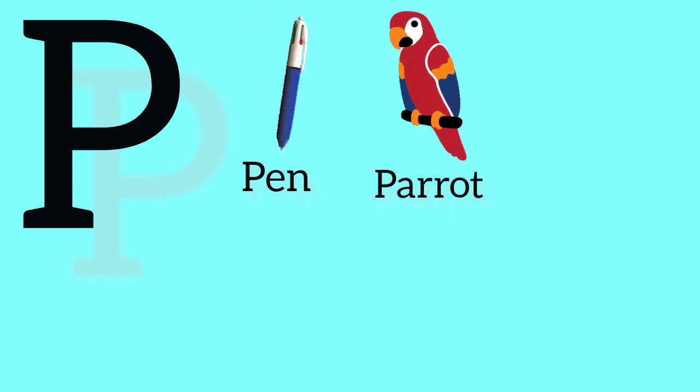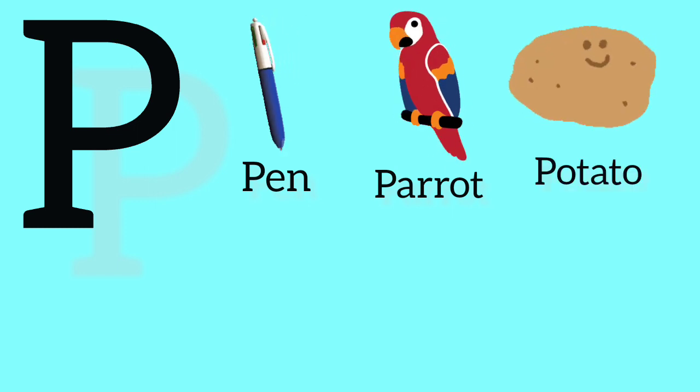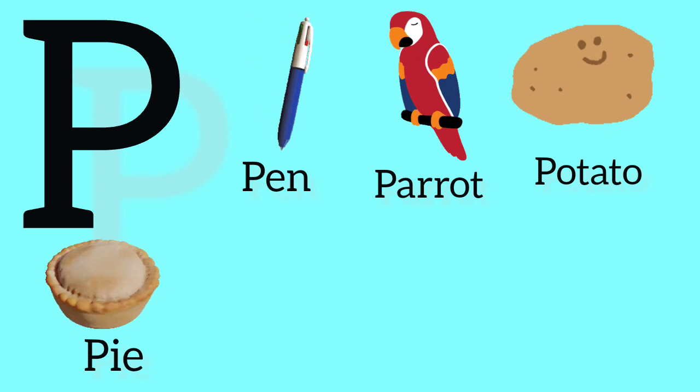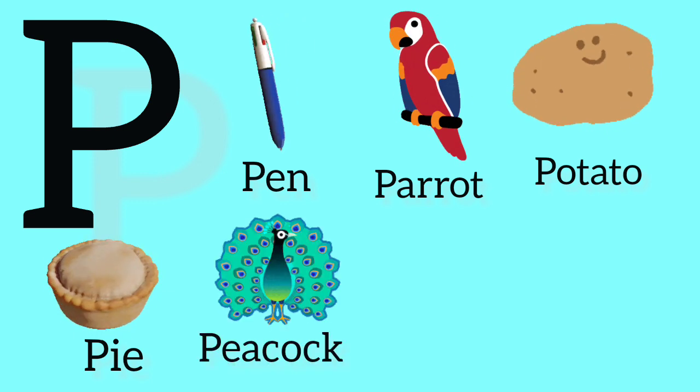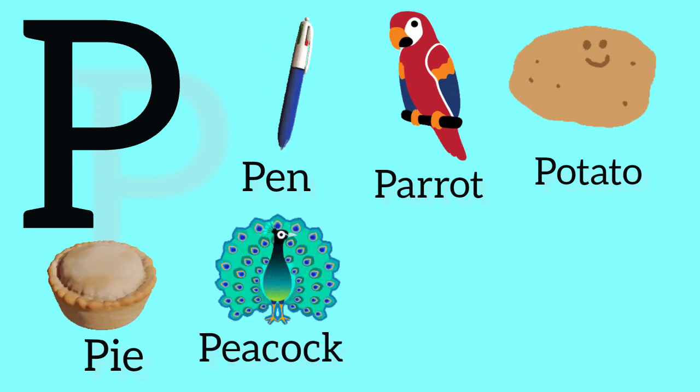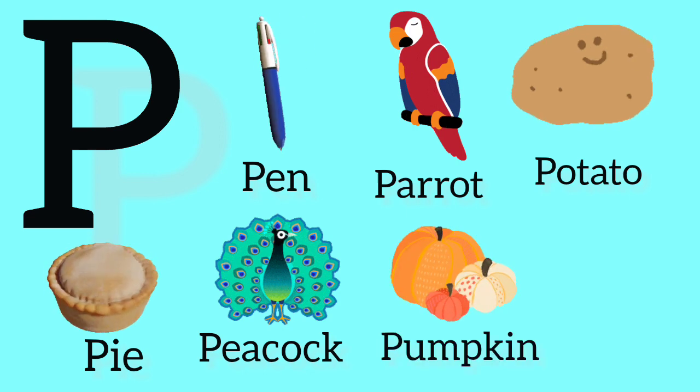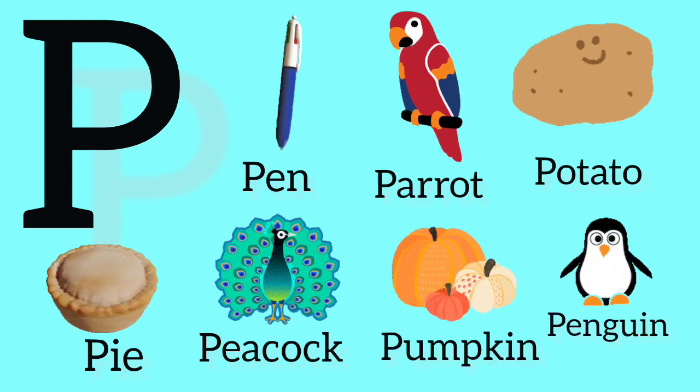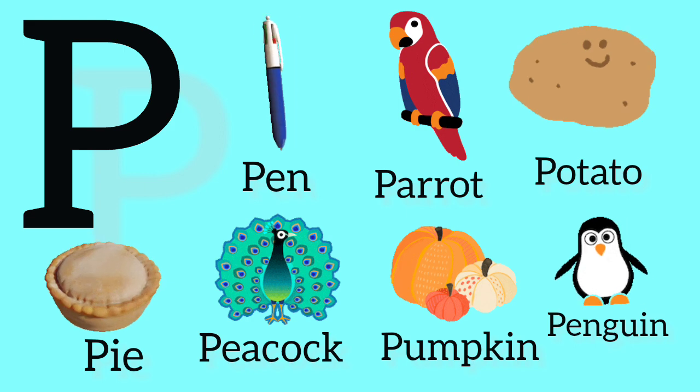P. P is for pen. P is for parrot. P is for potato. P is for pea. P is for peacock. P is for pumpkin. P is for penguin.